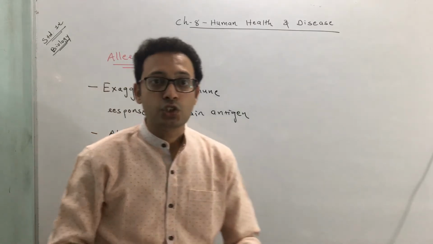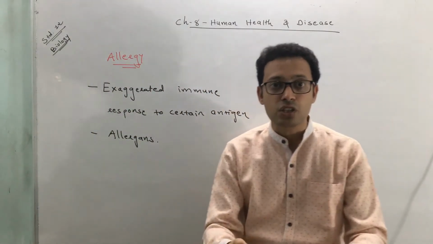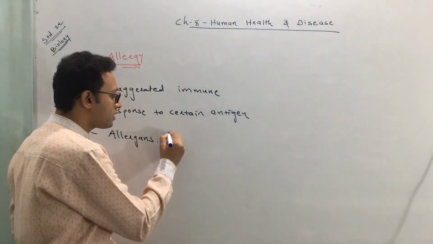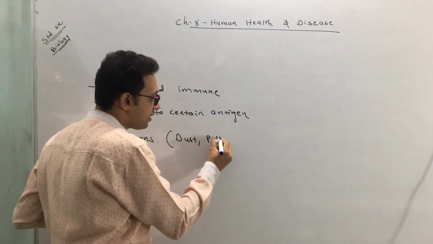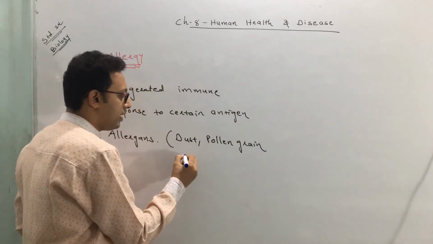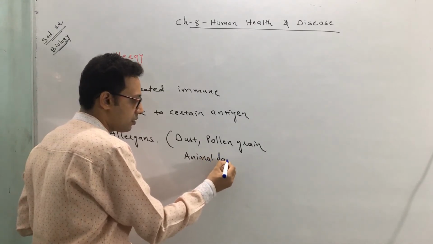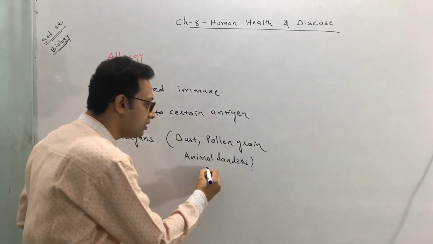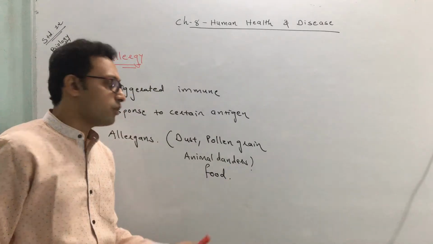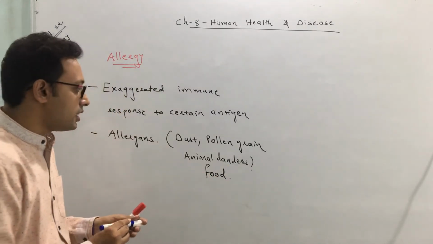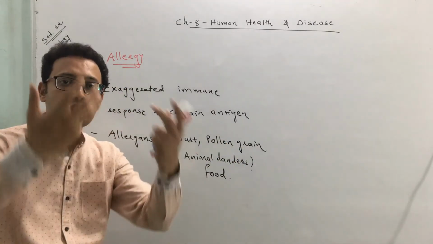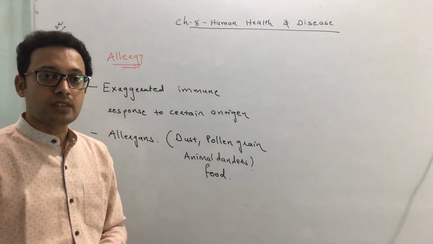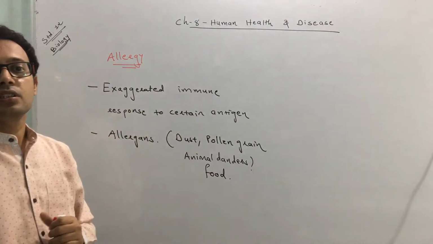The substance to which we have an allergy is called an allergen. Many substances can be allergens: some people have an allergy towards dust, some towards pollen grains, some towards animal danders, and some towards certain foods, particularly milk and milk products. If the host consumes such a substance, a specific antigen, their immune system responds exaggeratedly towards it. This concept is called allergy.